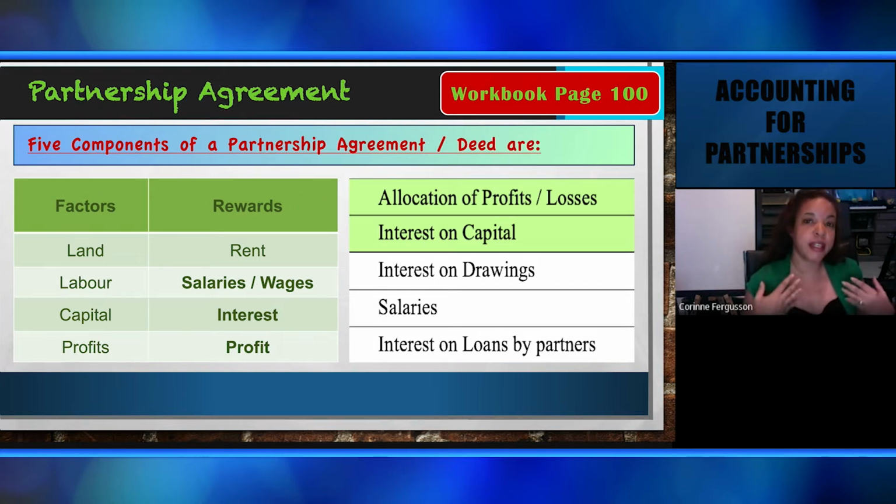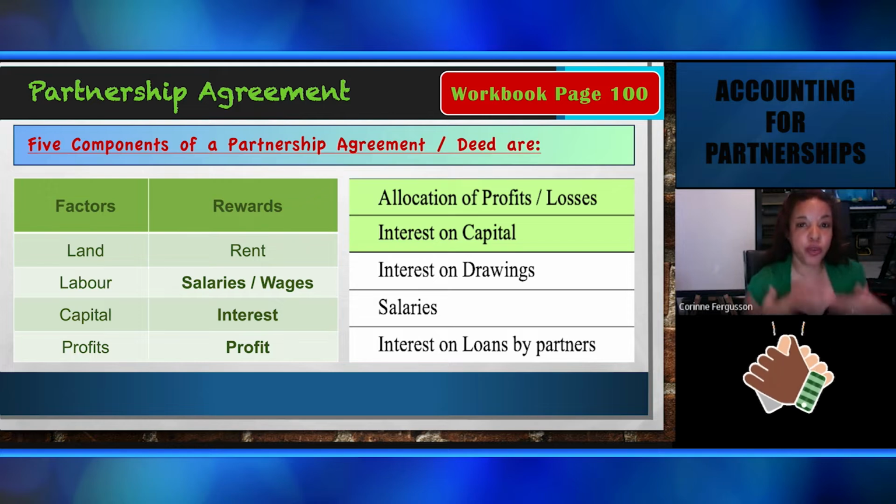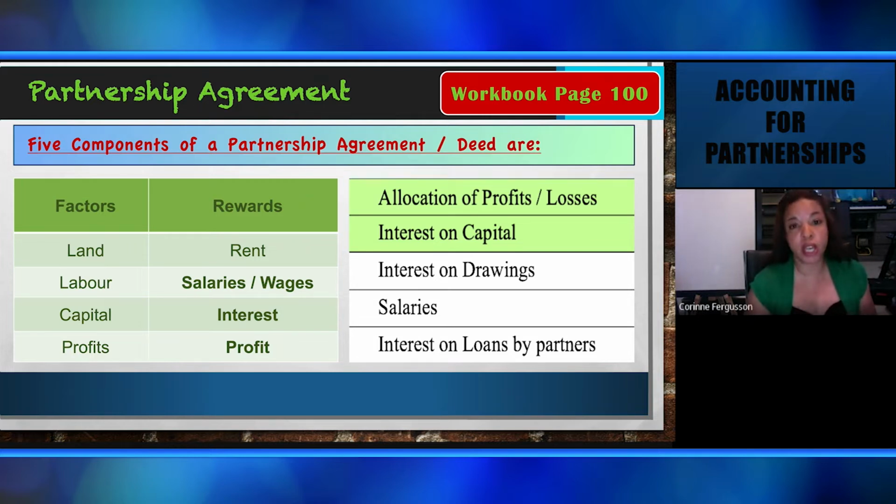So when a partner invests money, if you agree, because we are using your money in the business to operate the business and therefore make a profit, we can give you a reward for that money that you, the partner, have allowed us or invested in the business for us to use. And that will be called the interest on capital.